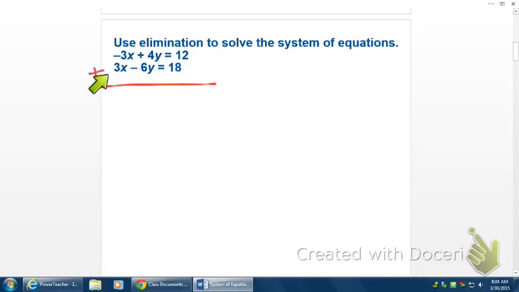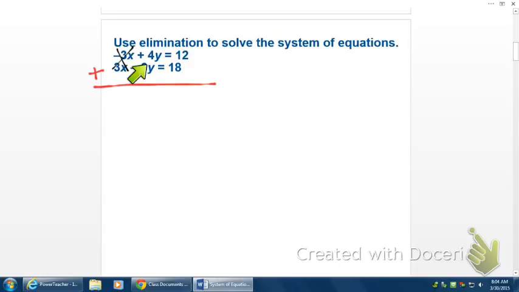If we have a negative 3x and a positive 3x, what's going to happen if you add these two values together? Hence the word elimination. These are going to eliminate. Negative 3x, positive 3x, add them together, they're gone. So now all we have left is a positive 4y and a negative 6y.